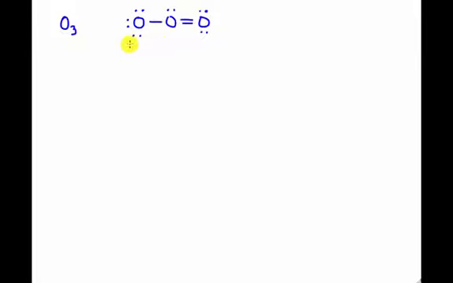Here's the issue. If we look at this structure, what this is telling us is that there's a single bond here and that there's a double bond here. Now, single bonds by themselves are longer than double bonds, and they have less energy than a double bond. So if we're looking at this Lewis structure, we should see a distance between these two. If I call that distance 1, and this one distance 2, I should see a difference in those distances. When we look at the data for ozone, distance 1 equals distance 2.